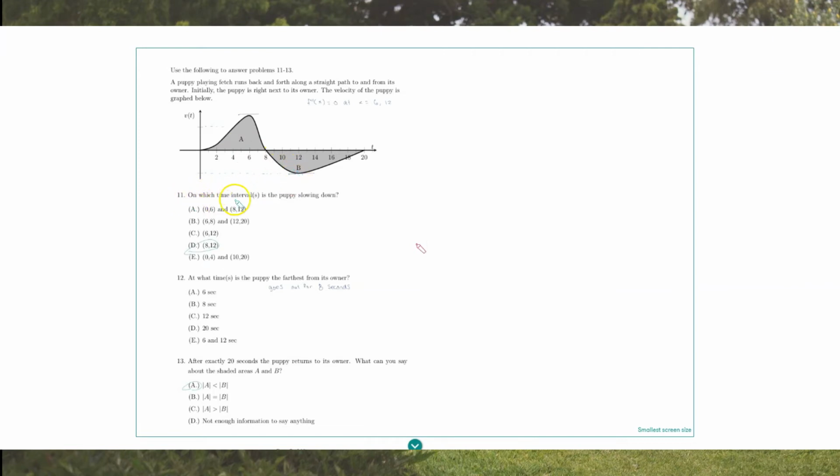Number 11 says, on which time interval or intervals is the puppy slowing down? 12, at which time or times is the puppy farthest from its owner? 13, after exactly 20 seconds, the puppy returns to its owner. Okay? What can you say about the shaded areas A and B?